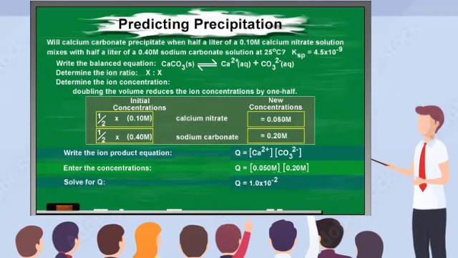The Ksp value of calcium carbonate at 25 degrees Celsius is 4.5 times 10 to negative 9. Comparing the Q value to the Ksp value indicates that the Q value is much larger than the Ksp value. Consequently, calcium carbonate precipitates.